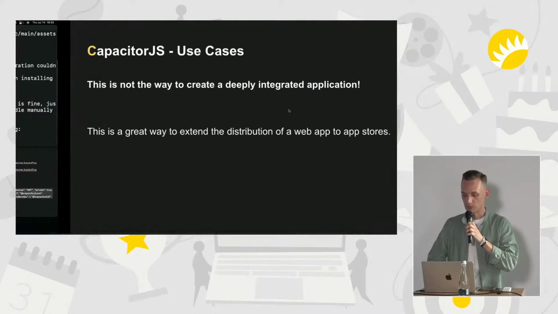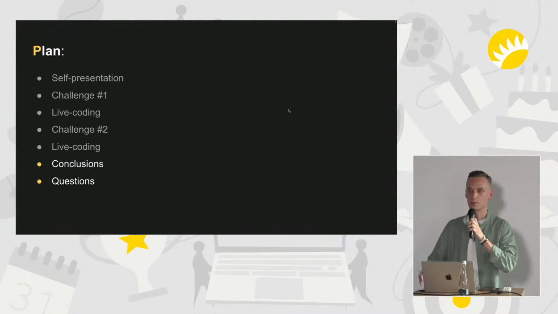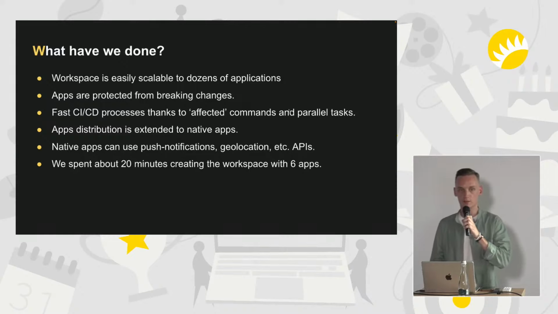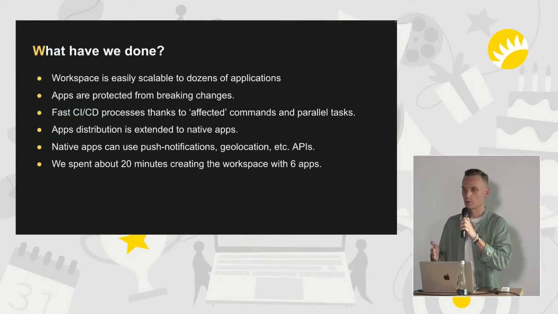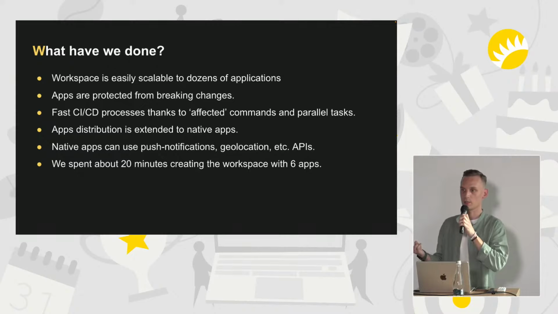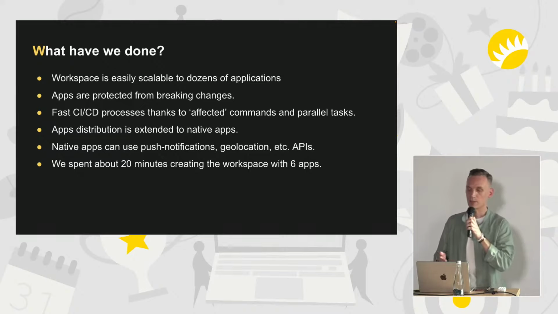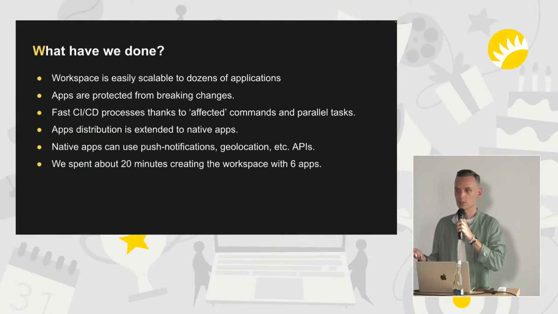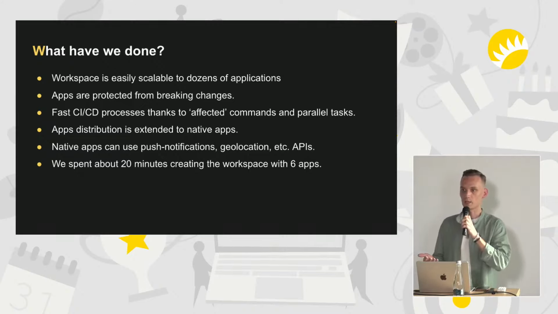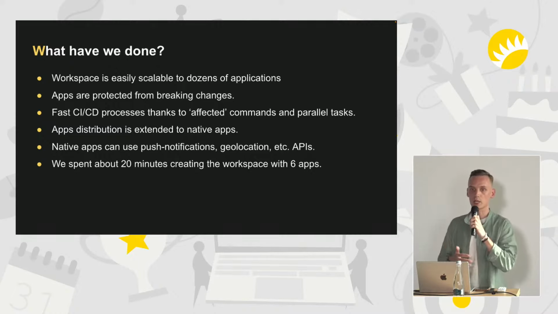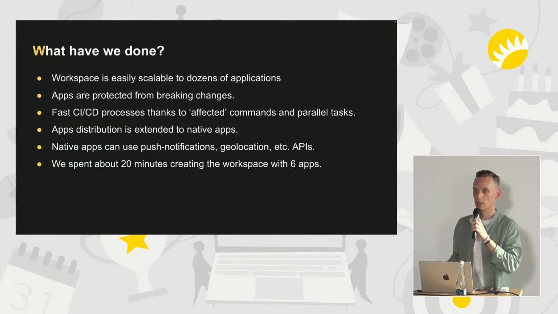And it's time to summarize what we have done in general. We have just created a workspace consisting of six applications, two React applications and four native applications, and a shared component library. And our apps are protected from breaking changes thanks to a single code base and a common pipeline for all changes. And in our CI/CD processes, all configurations are configured in one place. And we expanded our apps' distribution to the native platforms. And we spent about 20 minutes to do so.